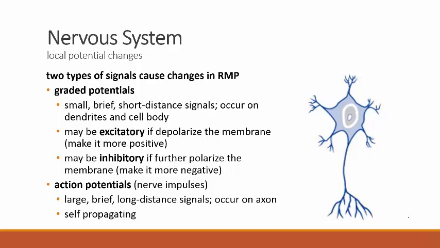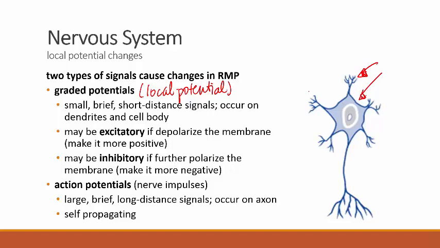And there are two kinds of membrane potential changes. So we can change away from resting membrane potential in two ways. The first is called a graded potential, and I've also talked about it as a local potential change. This is a potential change that does not travel very far from its origin. It's a very short distance signal, and they're usually very small and brief. They don't last for very long. And we see them occurring either at the dendrites or on the surface of the cell body.